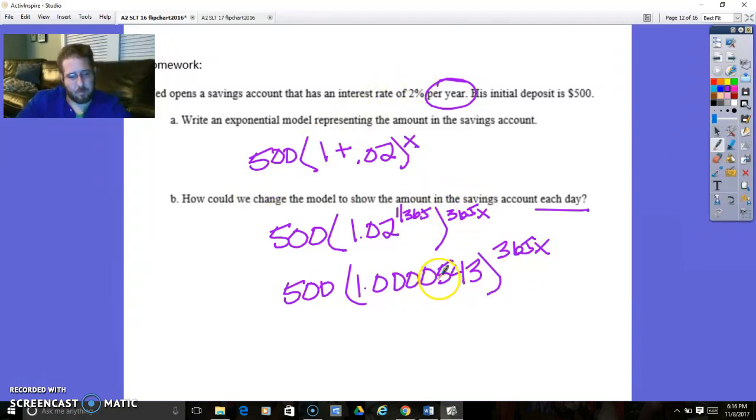Yes, that is a very, very minuscule amount of interest that you're multiplying it by each day. You're not changing much. That's really like multiplying by 1, but it's a very small amount more than 1. So you're not getting much interest per day, especially when it's only 2% interest to begin with.